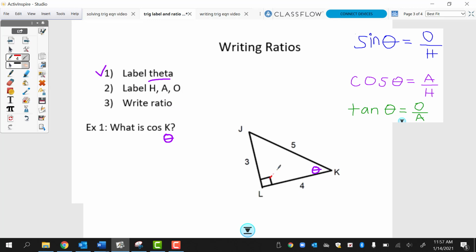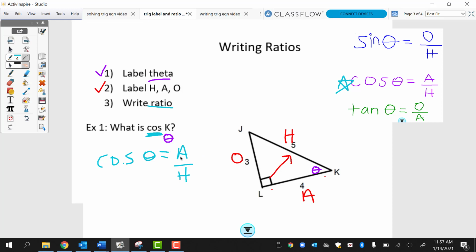So, okay, here's my right angle, across from that is H. A is between theta and 90. So here's theta, here's 90. That's A. And then my last side is O. Check. Now, they want me to write the ratio. What does that mean? Well, they want me to write this equation. So out of my 3 equations, they want me to write this one. So that one said cosine of theta equals A over H.